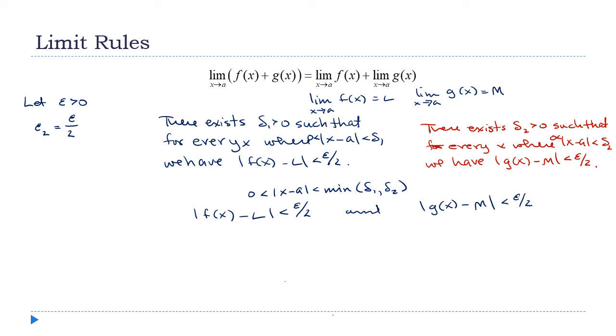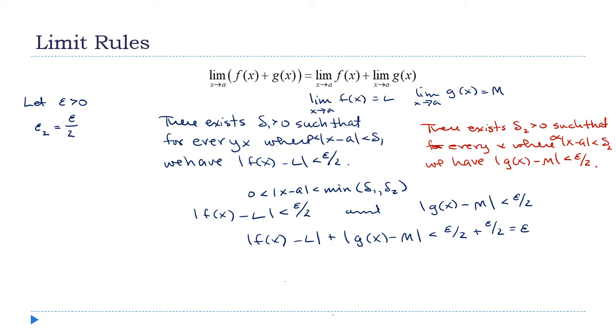If it was true for delta 1 and delta 1 was the bigger of the two, then it's still going to be true if we pick a smaller number, if we make the x open interval even smaller. Now let's think about what this means. This means that the absolute value of f of x minus L plus the absolute value of g of x minus m must be less than epsilon over 2 plus epsilon over 2, which is just epsilon.